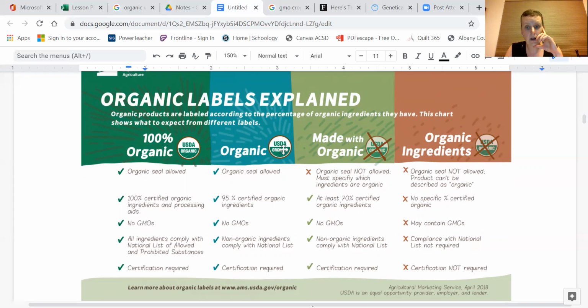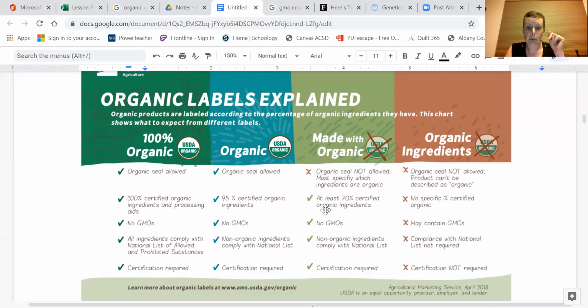And then organic also gets to use the label. This one is 95%, and that is the biggest difference. The non-organic ingredients must also comply with a specific national list. Then these two don't actually get to put the USDA organic label on them. And again, this organic ingredients is also the part organic label that may have changed since 2018, but the organic seal can't be used on these.